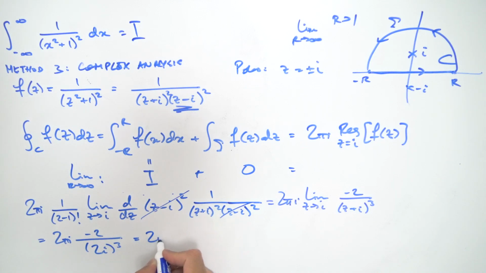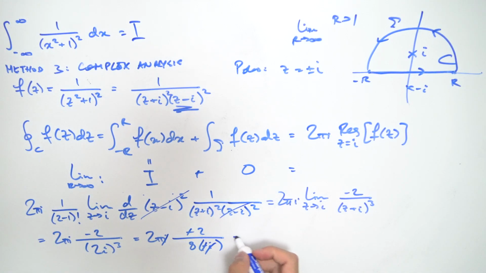But this is 2 pi i, and then we have minus 2 divided by 2 cubed, which is 8, and i cubed, that's just negative i. And as you can see, negative and negative here cancel, i and i cancel, and then we have 2 times 2, which is 4. 4 divided by 8 is a half. So we just end up with pi over 2. And that is, again, the exact answer we were expecting.